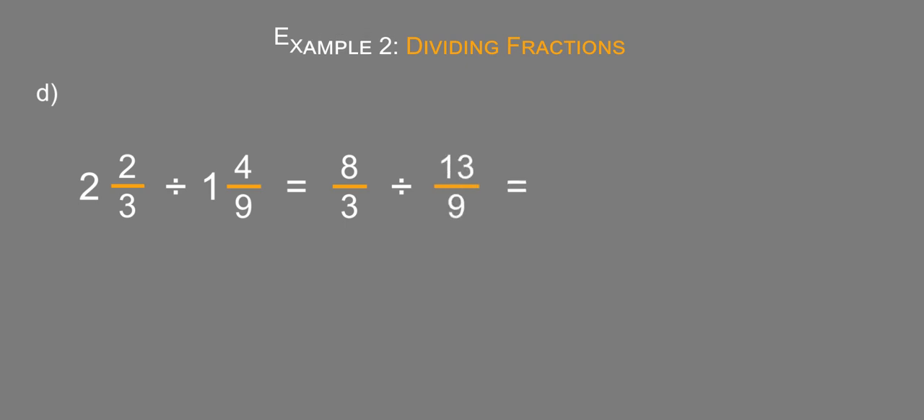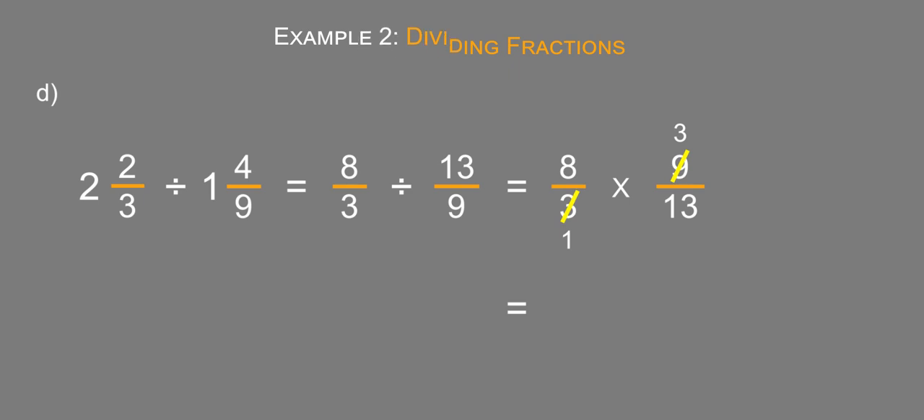Multiply by the reciprocal, and we have 8/3 times 9/13. We'll go ahead and use our little trick. We have a 3 in the bottom on the left and a 9 on the top on the right. So 3 in the denominator, 3 divided by 3 is 1. And then the 9 in the numerator of the other, 9 divided by 3 is 3. Multiply across the top, we have 24. 8 times 3 is 24. Multiply across the bottom, we have 1 times 13 is 13.